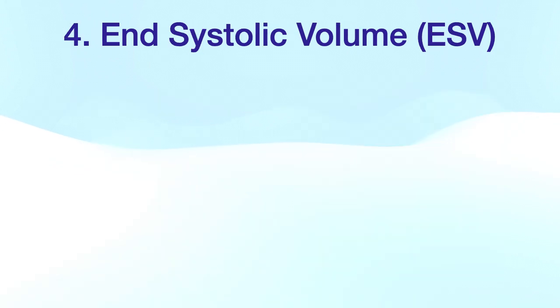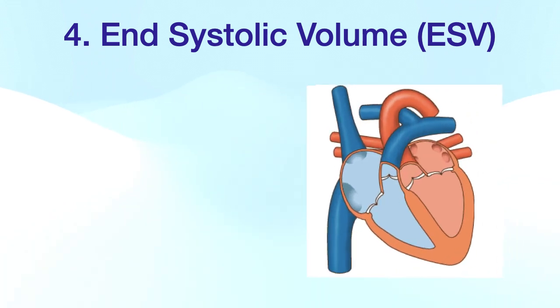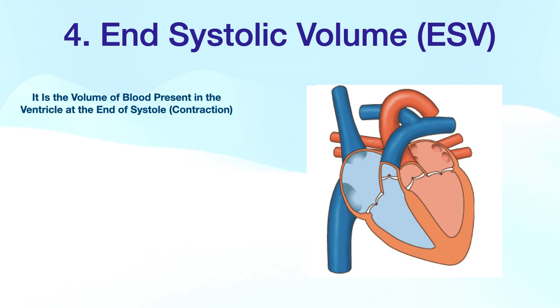The next volume is end systolic volume. As you know, at the end of diastole, the heart is still relaxed and it starts to pump and eject blood. Once it has completely ejected the blood out, there is a closure of all the valves, the AV valves and the pulmonary and aortic valves. So end systolic volume is the volume of blood present in the ventricle at the end of systole or contraction, when all the blood is left out. As the end diastolic volume was approximately 135 ml, we find that the normal value of end systolic volume is 65 ml.